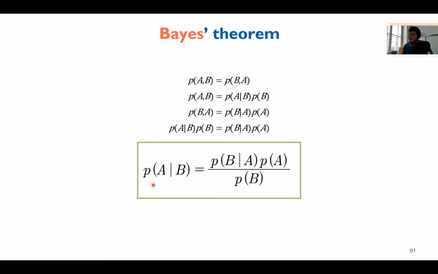So we have this shape. The probability of A given B equals the probability of B given A multiplied by the probability of A, divided by the probability of B. So it's basically describing a conditional probability by the conditional probability of the reverse. And then there are some terms that you have to consider. So that's it. That's the Bayesian theorem.